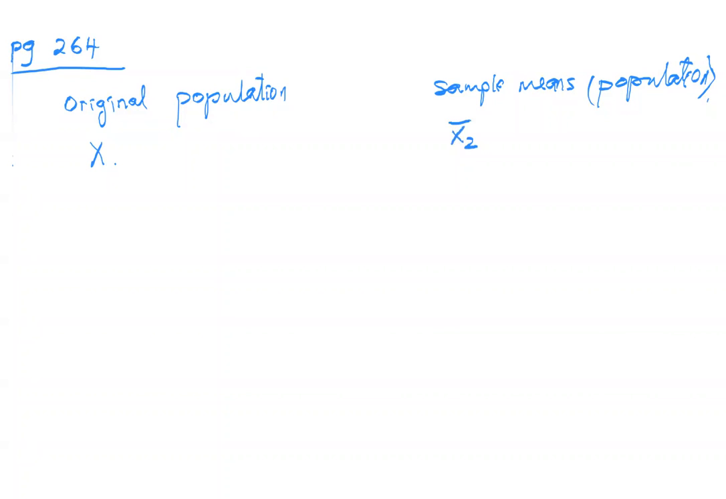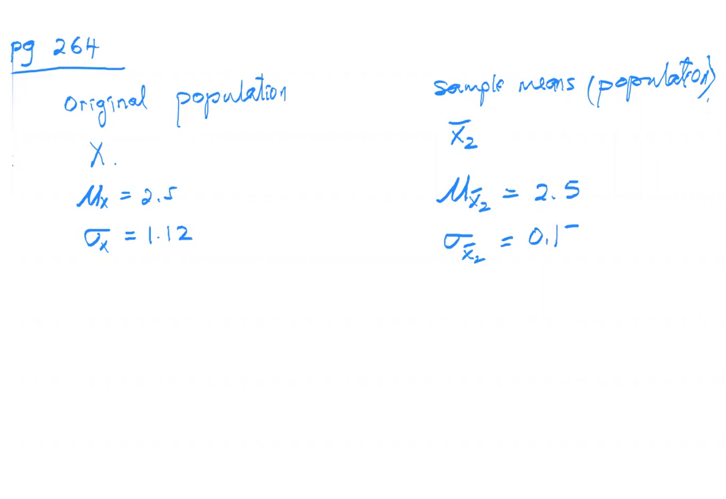From our example, the mean of X is 2.5. The mean of the sample mean is also 2.5. The standard deviation of the original population is 1.12. The standard deviation of the sample mean is 0.791.